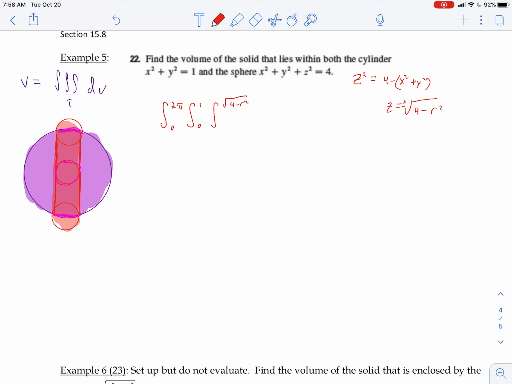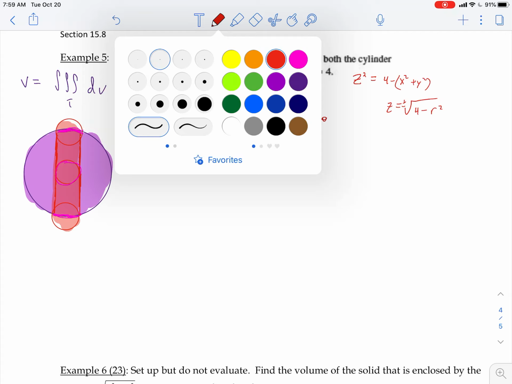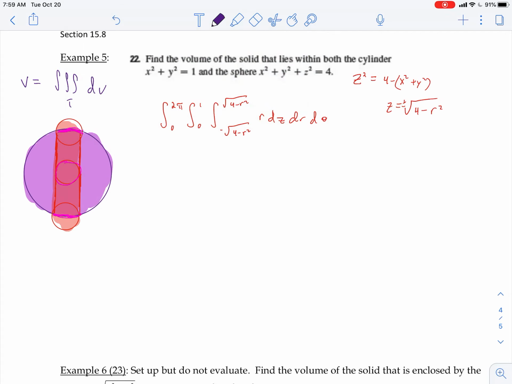Oh, sorry, plus or minus. So that gives me top and bottom. The top would be positive square root of 4 minus r squared. And the bottom would be negative square root of 4 minus r squared. And so that takes care of the top and the bottom. Takes care of that part and that part. And now I need my volume, so r dz dr d theta.